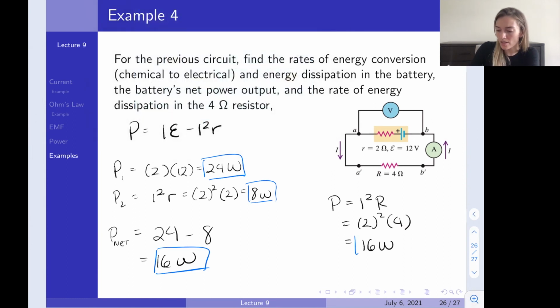And you could sort of guess this, because if you know that the potential around the entire circuit is 0, that means that whatever energy you create over here in the battery is going to be lost somewhere by the time you get back to the starting point here. So the net power output of your battery is 16 watts. That puts energy into your circuit, and then your resistor dissipates it, and you get back to 0 at the other end of the battery.